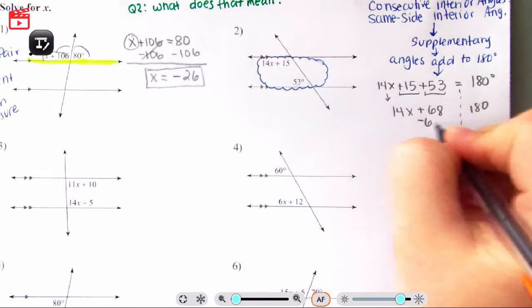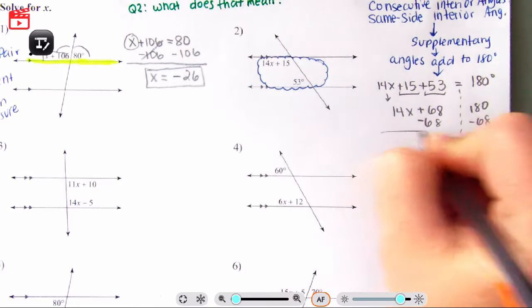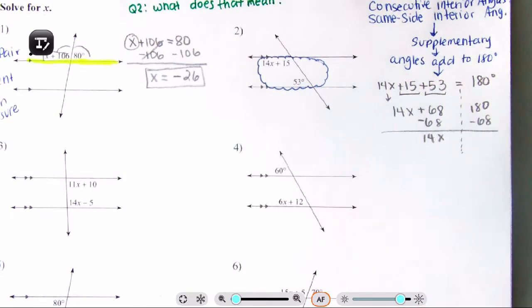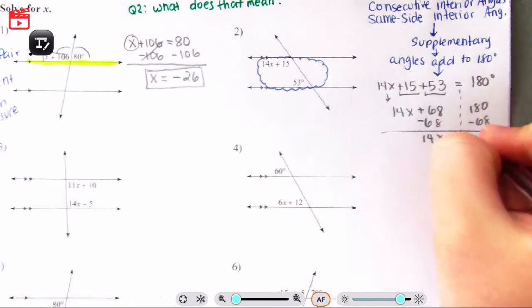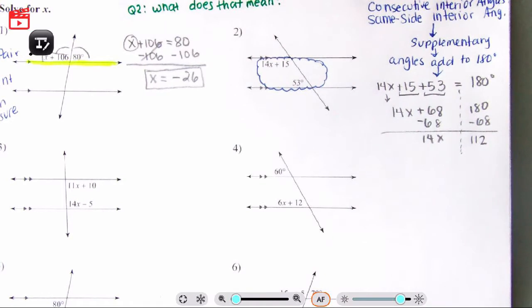I'm going to subtract 68 from both sides. So 180 minus 68 is 112. 112 divided by 14.